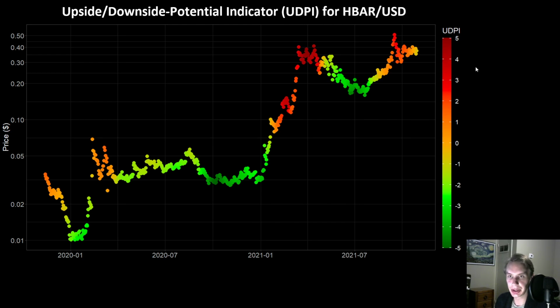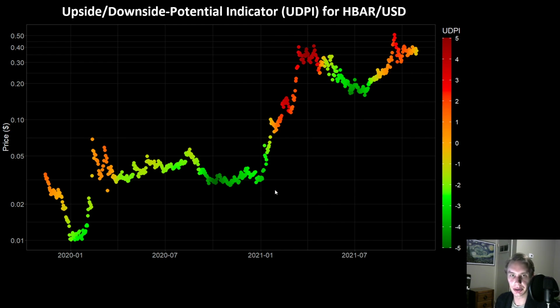The way that you can read this output is that a score of 5 means high risk. That's when the downside potential is far outweighing the upside potential for the asset at that point in time. And a score of -5 is low risk. That's when the upside potential is far outweighing the downside potential of the asset at that point in time.